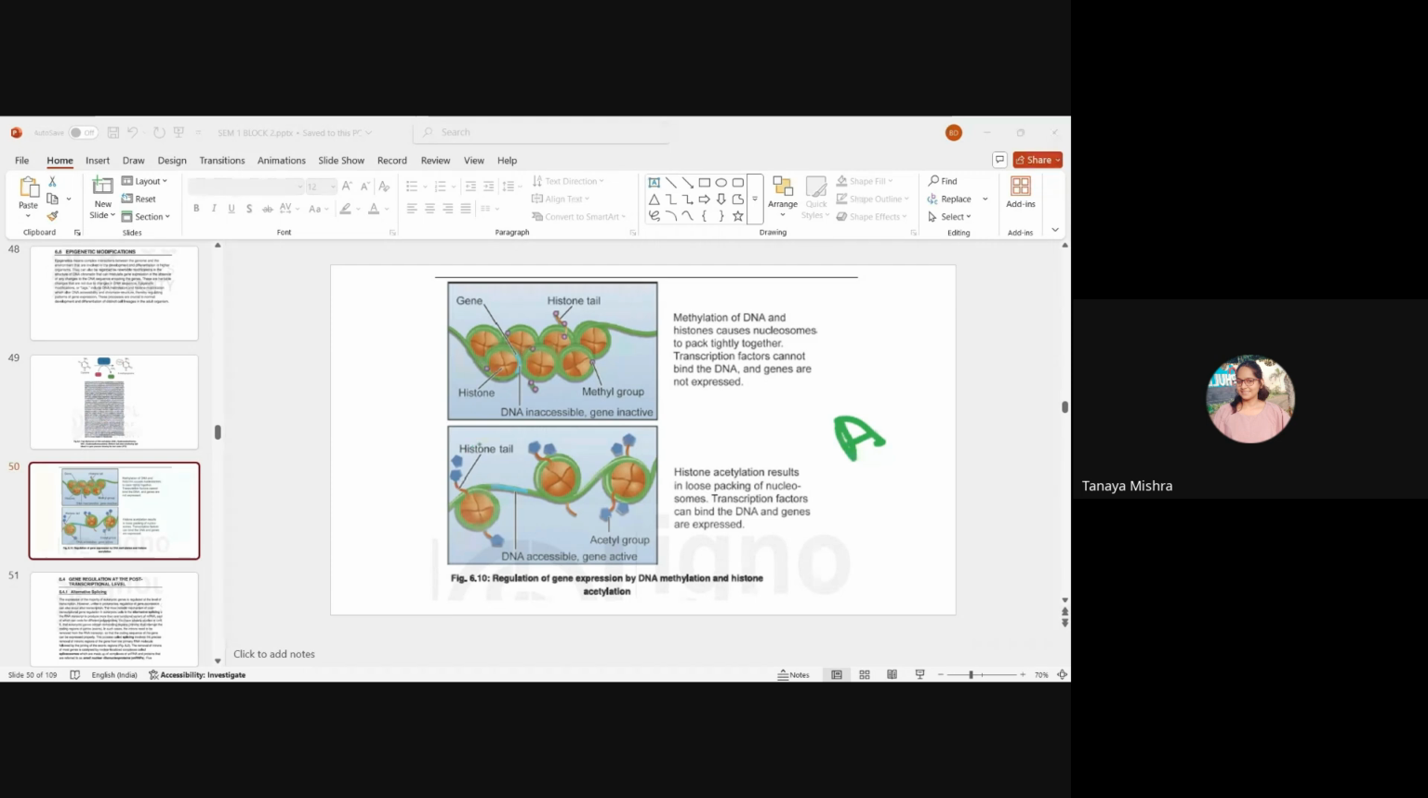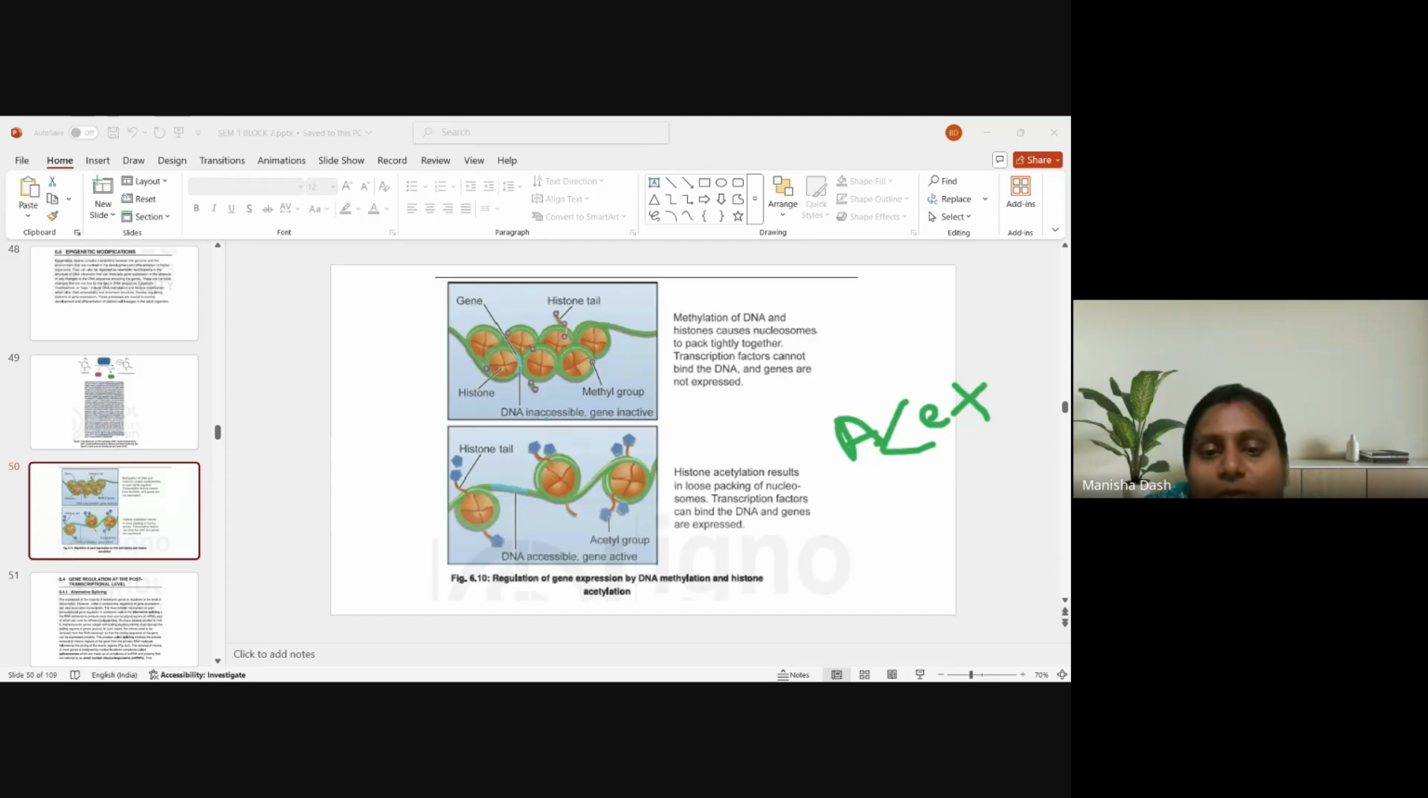Ma'am, will methylation on the DNA cause any mutation? No, no. See, mutation is only when there is a change in the DNA sequence. So epigenetic modification does not change the sequence of the DNA. It will remain as it is. So epigenetic modifications will not induce any kind of mutation. Since it is above the genetic level, that is why they are called epigenetic modifications.